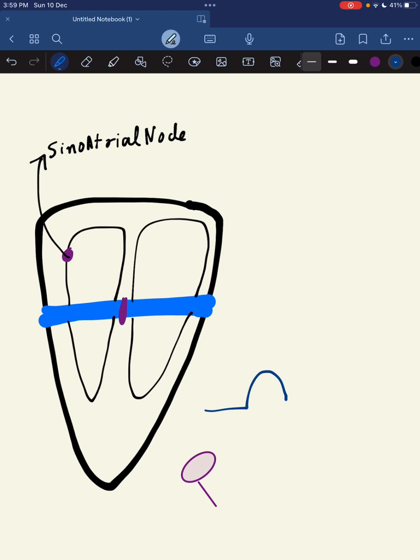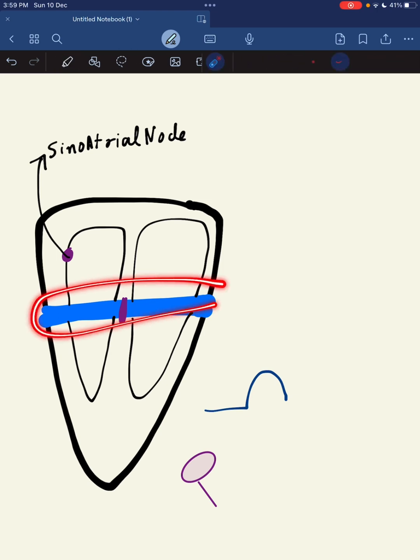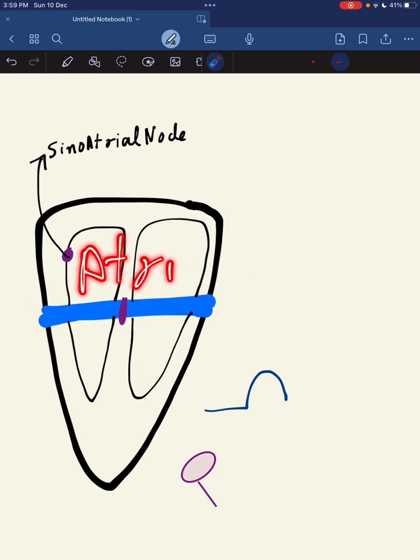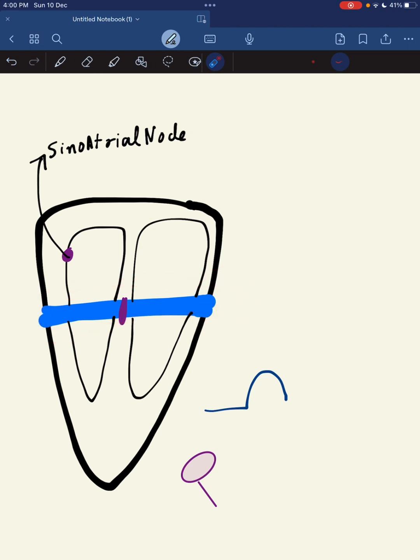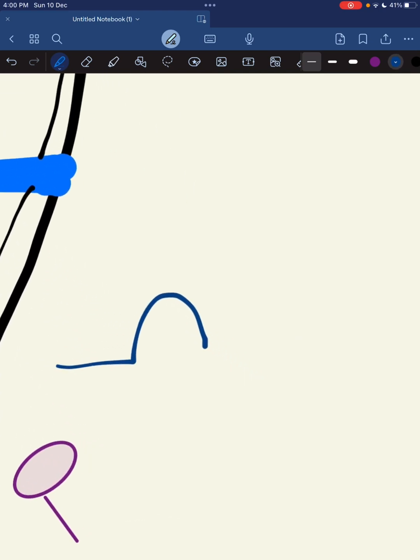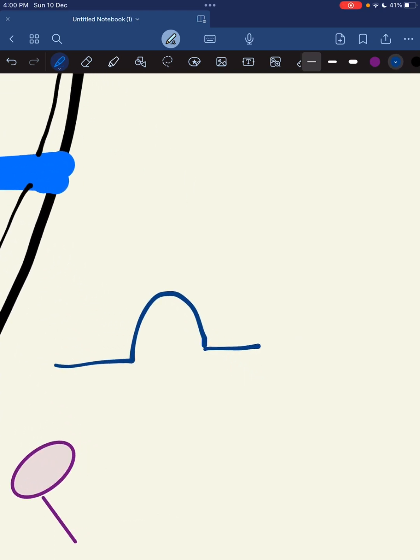And what happens here is there is a fibrous tissue that separates the atria from the ventricles. This fibrous tissue separates the atria from the ventricles and stops this positive charge. So here we get another flat line, because of this fibrous tissue the transfer of positive charge stops. Thus we get a flat line on the ECG.